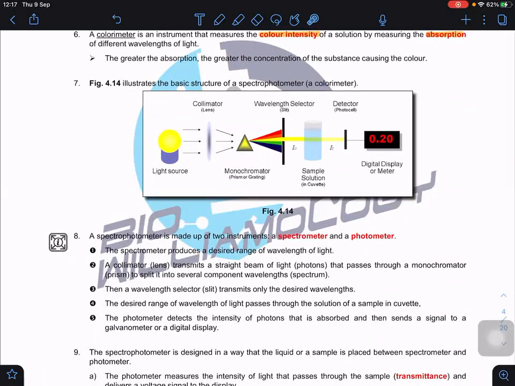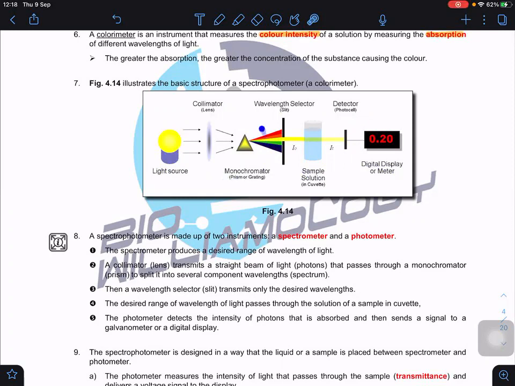One example of a colorimeter is known as a spectrophotometer. This instrument actually consists of two parts. One is called the spectrometer, another one is called the photometer. This instrument actually has two sides. This part is known as the spectrometer, and this part is known as the photometer. Clear? We can place our sample in between these two, here, between the spectrometer and photometer.